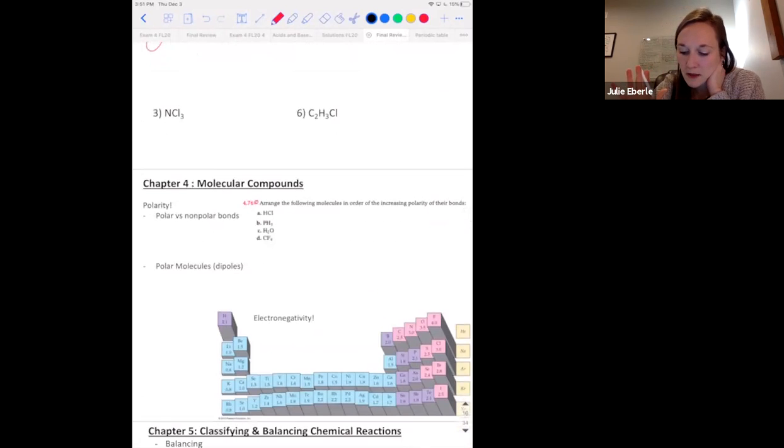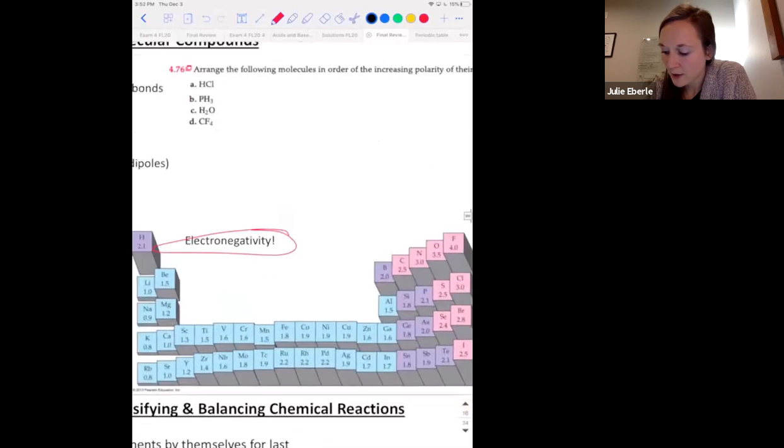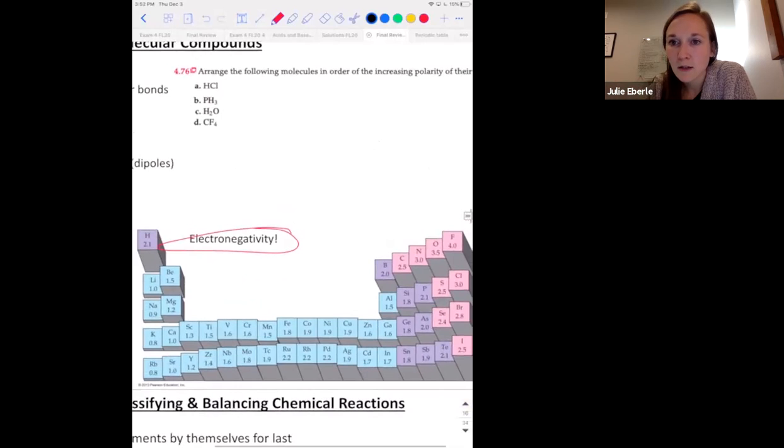Okay, real quick. Polarity all has to do with difference in electronegativity. You guys remember this chart? We've used it like half the semester. So you look at what elements are in your bond, you go find their electronegativities, the values on this chart, and you take the highest minus the lowest and you look at the difference. And then you classify it as nonpolar, polar, or ionic based on, I'll give you that little table too. If it's greater than 0.5, it's polar. If it's less than 0.5, it's nonpolar.